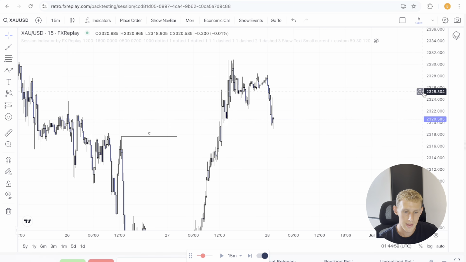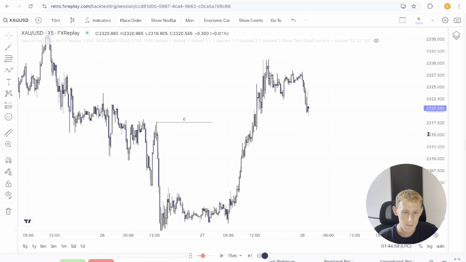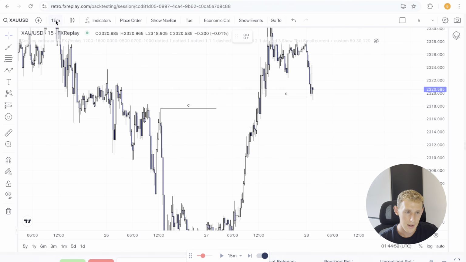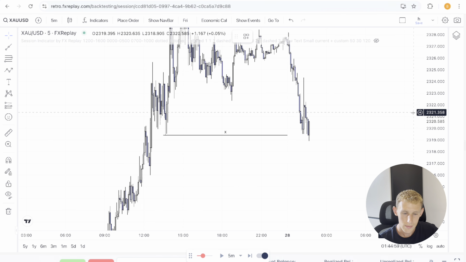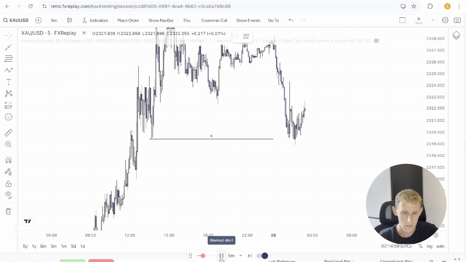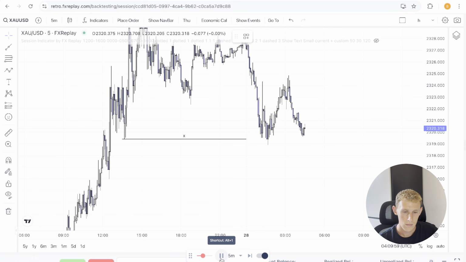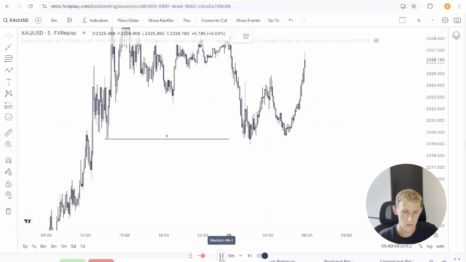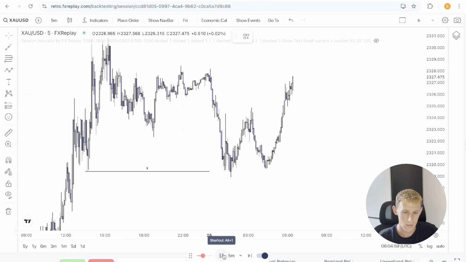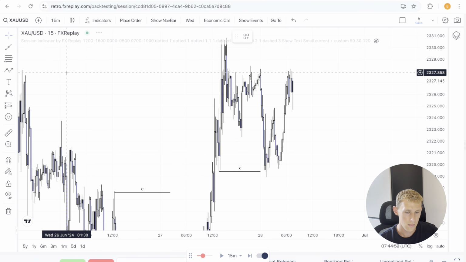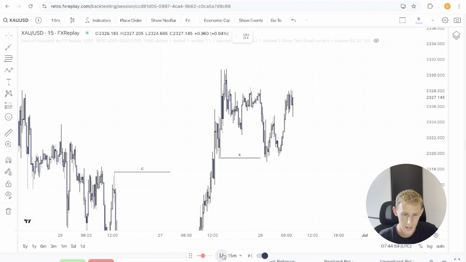So yeah, in a situation like this where there's no clear entry demand, I would just be monitoring price and then using an M5 confirmation to enter. So maybe here you can see price has pulled back and swept these lows. Let's have a look at the M5. Yeah, nothing here. I wouldn't enter this.